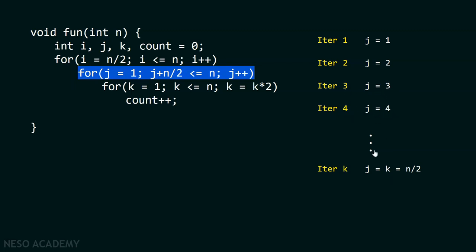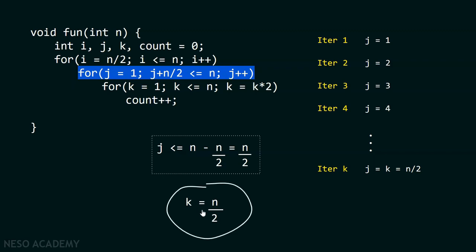So it is clear that in iteration number k, j is equal to k, which is equal to n by 2. Why am I writing this as n by 2? j plus n by 2 less than or equal to n can be written as j less than or equal to n minus n by 2. I can bring this n by 2 over here. This becomes n minus n by 2. I can solve this and this brings me n by 2. So j is eventually less than or equal to n by 2. I can say that k is equal to n by 2 without any problem. So it is clear from this fact that this loop is running n by 2 times.